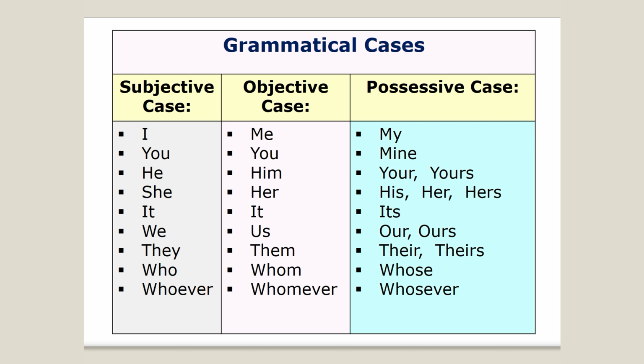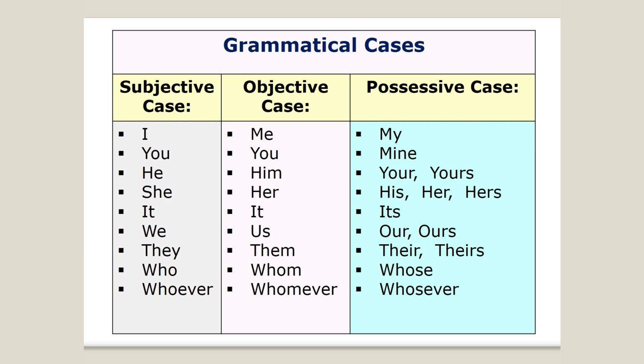Number one is the subject case. What is the subject case? The words that deal with the subject case, like I, deal with oneself. It is the reflection of the subject, meaning the one we are talking about: I, you, he, she, it, we, they, who, whoever. These types of words are called the subjective case.